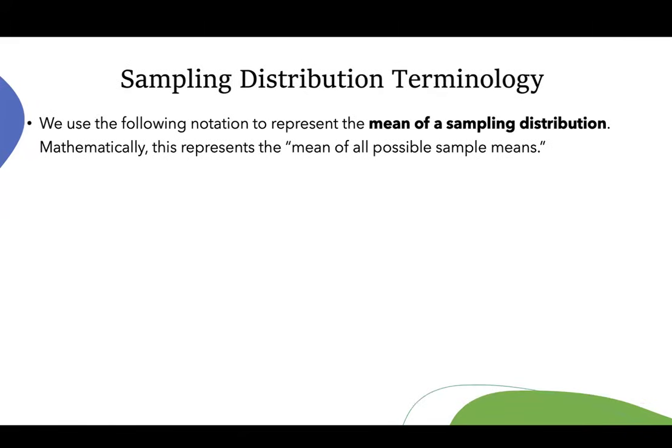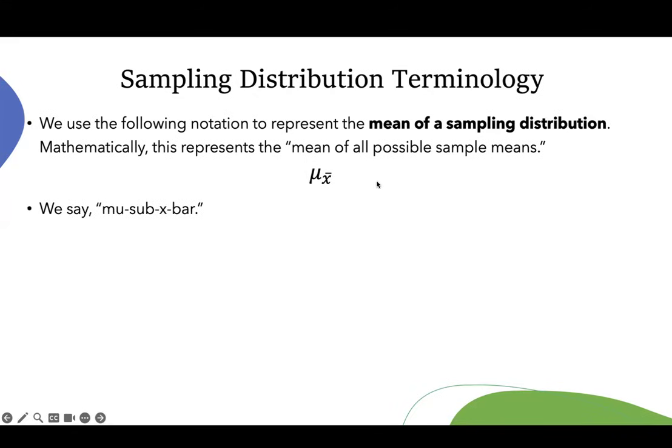So we have some terminology, we have some symbols that we use for the mean of the sampling distribution and the standard deviation of the sampling distribution. Let's get started with the mean first. We're aware that it's identical to the mean of the population, but the sampling distribution is a different set of numbers. So we're going to represent it with the symbol mu sub x bar. Mu meaning the mean, and the subscript x bar, you can think of that as of all the sample means, the mean of all the sample means.